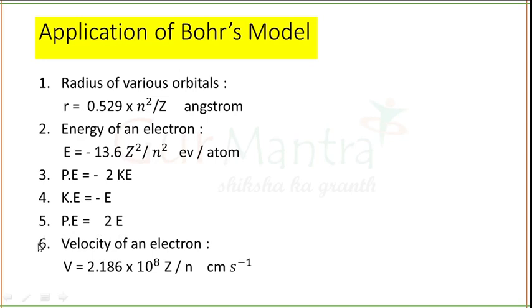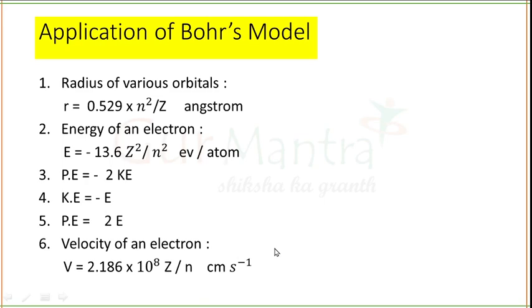In the next point, if we want to calculate the velocity of an electron, we can simply calculate it by using this formula, that is v = 2.186 × 10^8 Z / n centimeter per second. I hope you guys are now clear about Bohr's model.